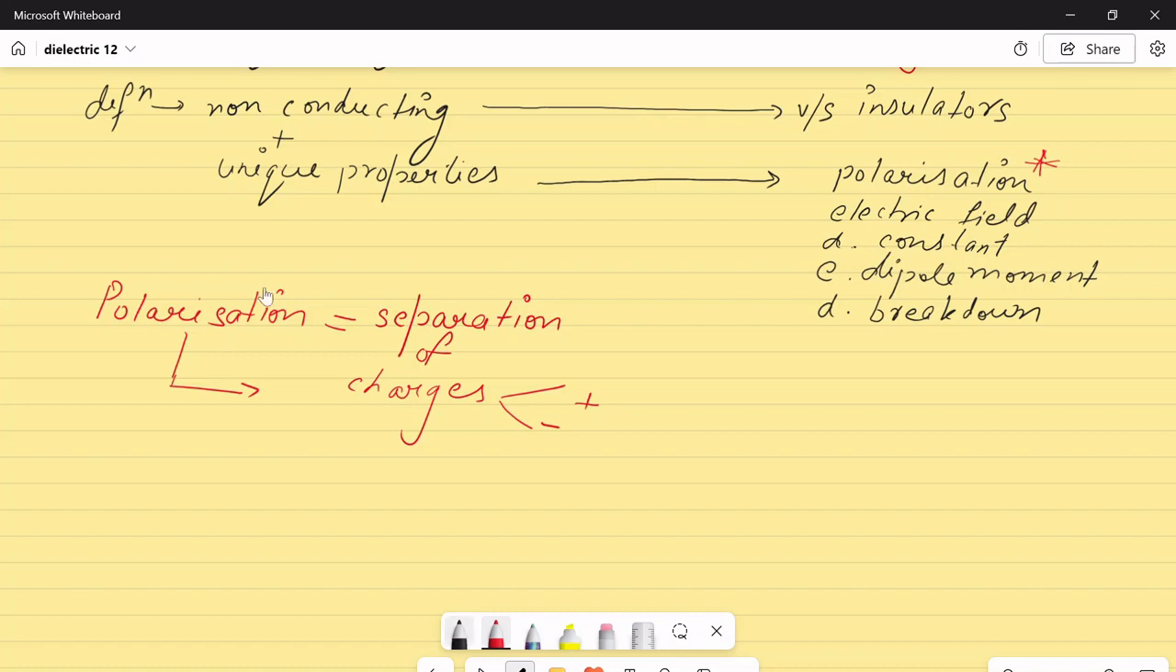But the point is, how do these charges get separated? I mean, how? Okay, let me just rub this little bit here.